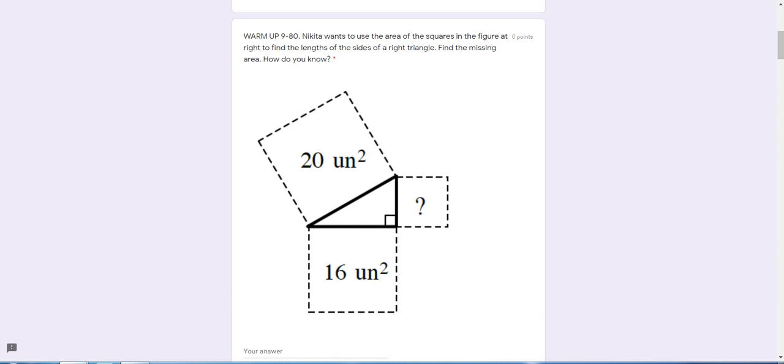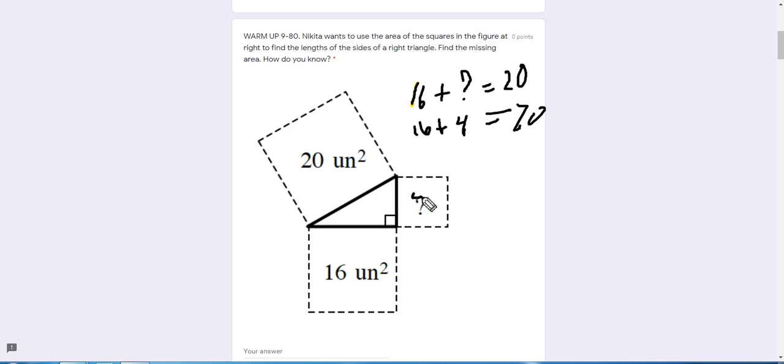Okay, on this question, we're just looking for something to equal 20, because this side plus this side is going to equal this side. So we need to figure out 16 plus what equals 20? Well, 16 plus 4 equals 20. Sorry about my sloppy handwriting.